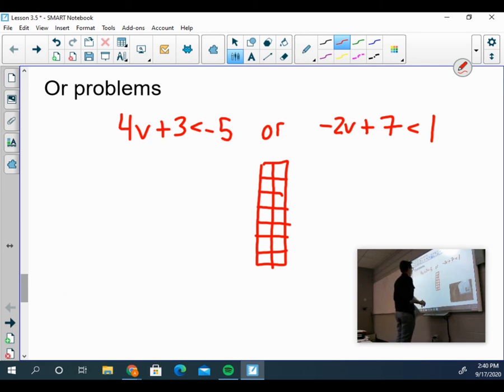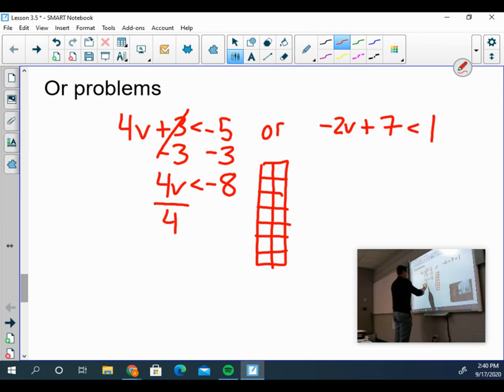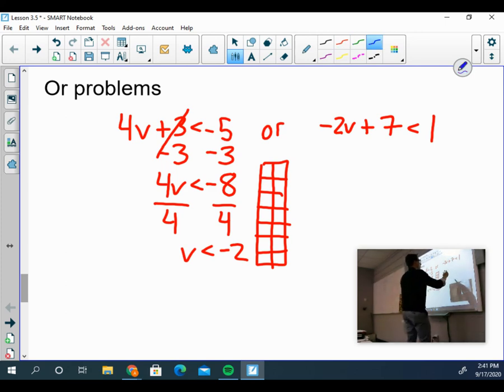So if I want to solve this first inequality, what am I going to do? Well, it's just like 3.2. Subtract 3 from both sides. I get 4b is less than -8. From there, I divide by 4. And I get b is less than -2. Now I'm going to jump to the other side of the wall and solve the other inequality.